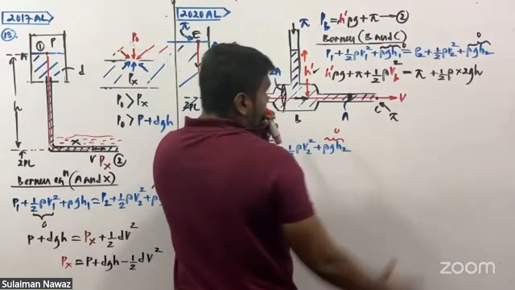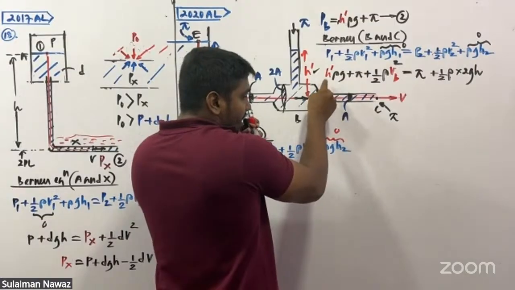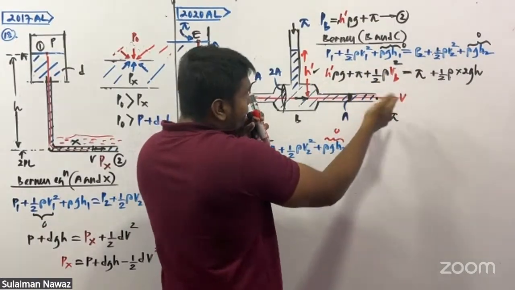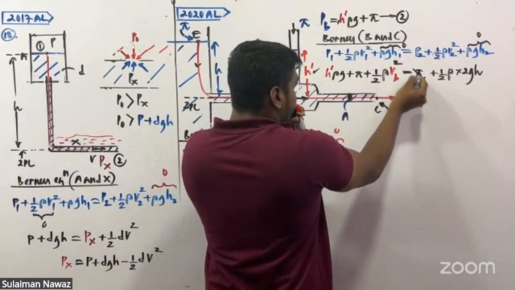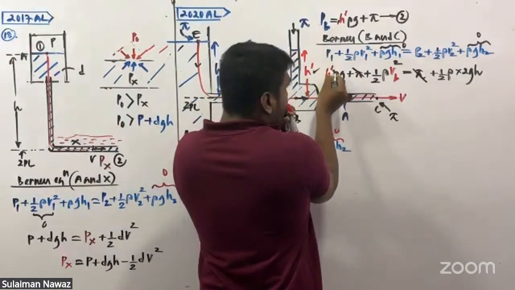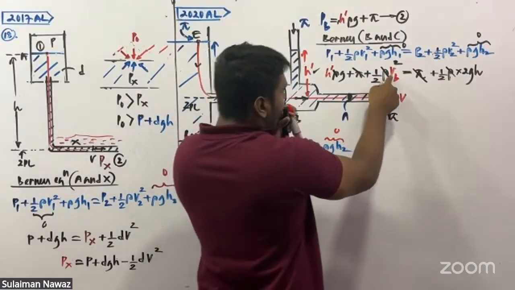Then I substitute here. Still my target is to find H dash, but I still can't find H dash. Why? Because I don't know VB. Pi cancels out, rho terms cancel out. But the problem is still I don't know VB.